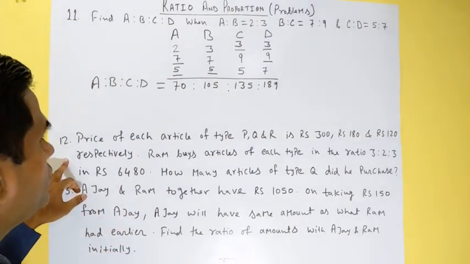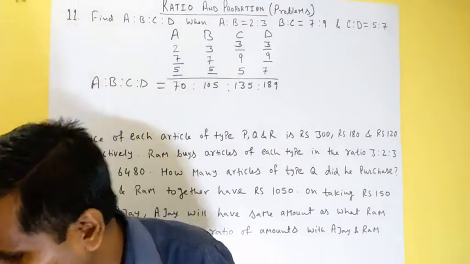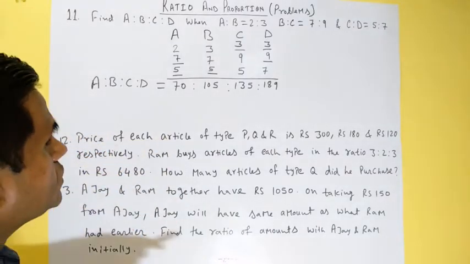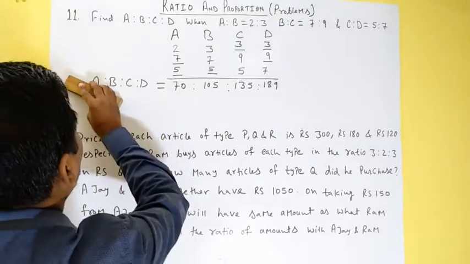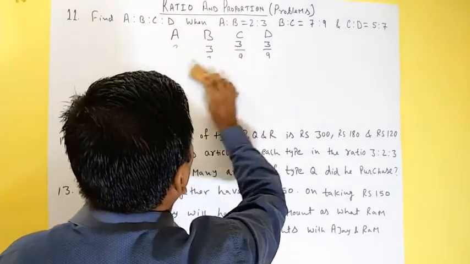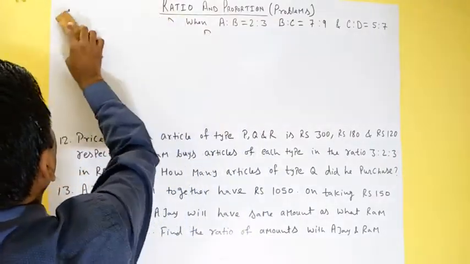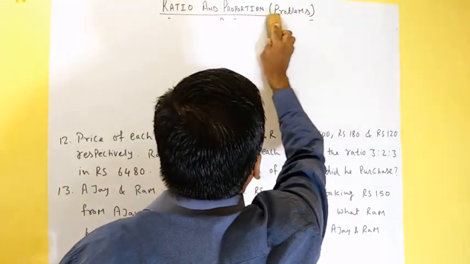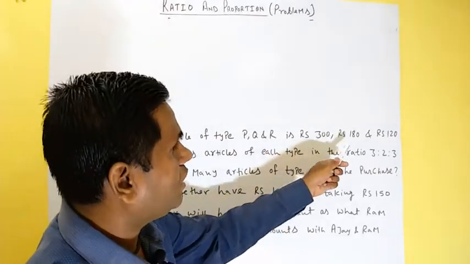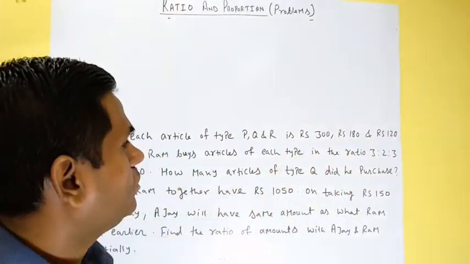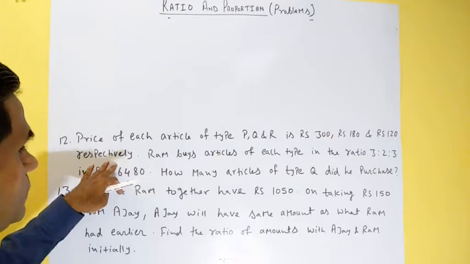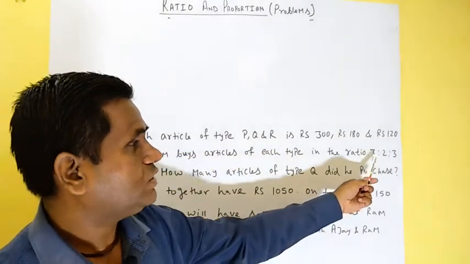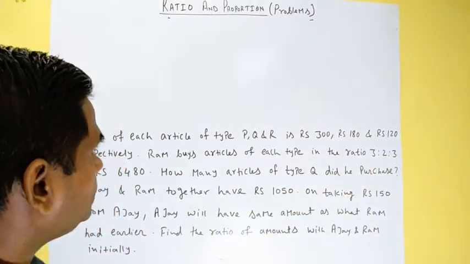Let us solve question number 12. In question number 12, if you see, it says the price of each article of type P, Q and R is given. There are 3 articles, friends, P, Q and R, and the prices for P, Q and R are given as 300, 180 and 120 respectively. Ram buys articles of each type in the ratio 3 is to 2 is to 3.